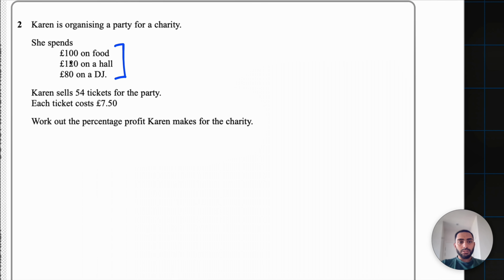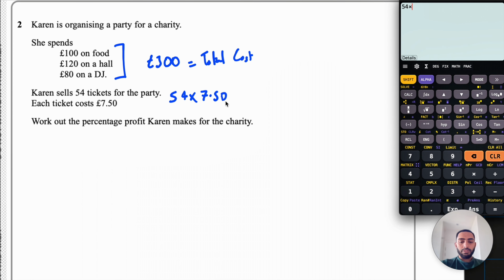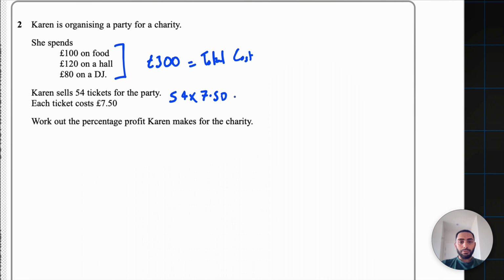So I've got 100 plus 200, which is 300. That's my total costs. Then I need to work out how much revenue I'm bringing in, how much money is coming in altogether. So I need to multiply 54 by £7.50. So 54 times 7.50 is 405. Now that I've got my total revenue and my total costs, I can find out my profit. I need to take 300 away from 405. So 405 minus 300 is equal to 105.